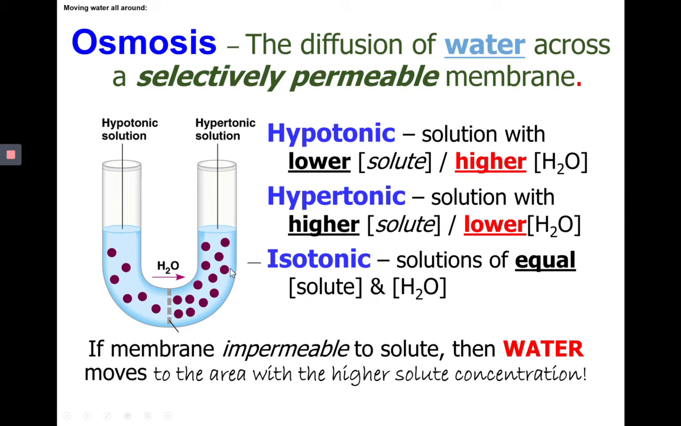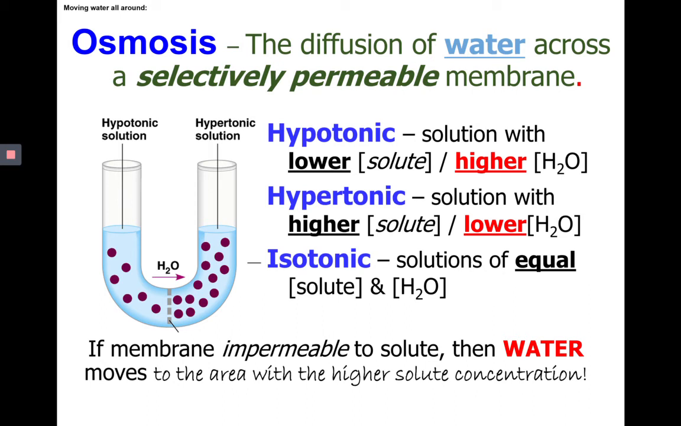So what you should be picking up on is the prefix is telling you information about the solute, because hypo means below or lower, and a hypotonic solution is a solution that has less solute and more water than another solution. But I can't just use these terms if I'm talking about one solution. If I'm talking about a beaker of salt water, these terms, hypo or hyper or iso, are not useful.